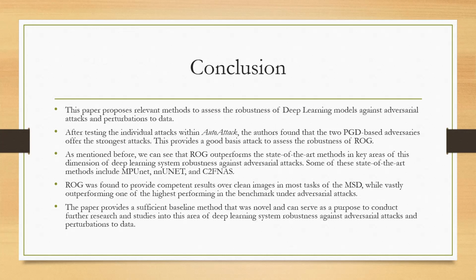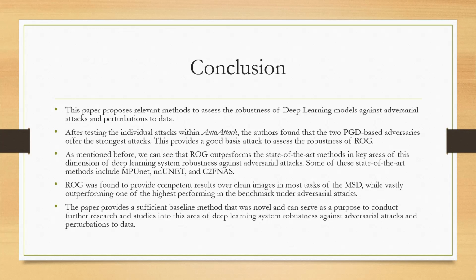Okay, so in conclusion, this paper does a good job of presenting relevant methods to assess robustness of deep learning models within the medical domain against adversarial perturbations and attacks. The authors also found that the two PGD-based adversaries offered the strongest attacks, which provided a good assessment of the robustness of the ROG architecture they devised, since a good basis of attack strengths were used. We can also see that the ROG method they came up with outperforms what they claim are the state-of-the-art methods in this dimension of deep learning.